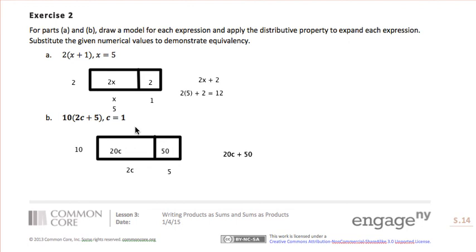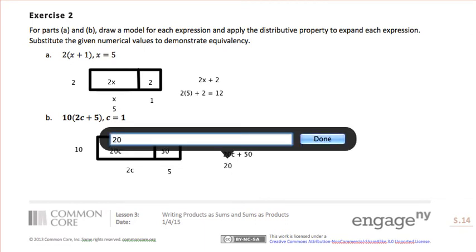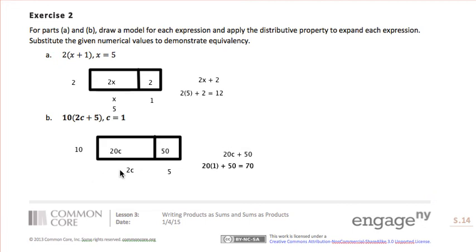And then we'll substitute if c is equal to 1. 20 times 1 plus 50 equals 70. And then we'll substitute over in our tape diagram. And if c is 1, 20 times 1 equals 20 plus 50 is 70. So they are equivalent.